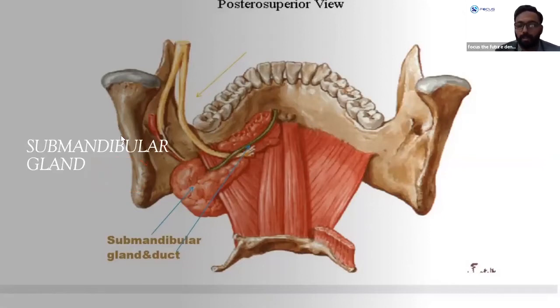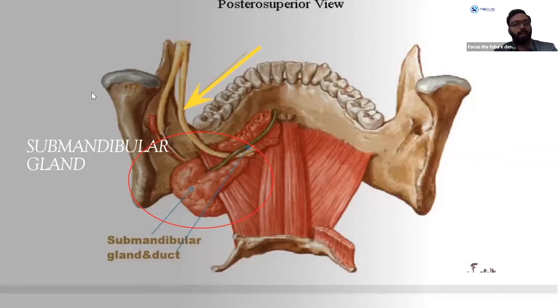So now coming to submandibular gland. Now this is your submandibular gland. See the location of submandibular gland. Now I am marking this structure. Can you name what is this structure which I am marking in yellow? Which nerve is this?